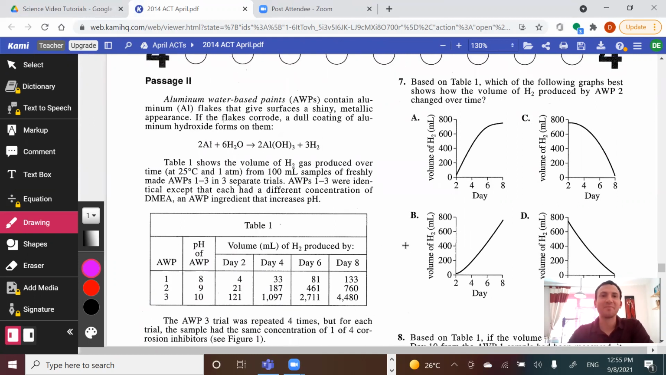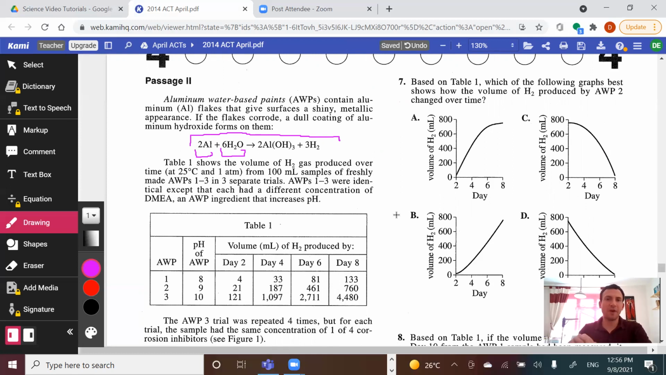All right. Okay, so passage 2. So let's figure out what's going on. Aluminum water-based paints, AWPs, contain aluminum (Al) flakes that give surfaces a shiny metallic appearance. If the flakes corrode, a dull coating of aluminum hydroxide forms on them, and they give us this chemical conversion. So we have the water and the aluminum. So this is the aluminum water-based paints. And if it corrodes, this is the chemical output that we get.